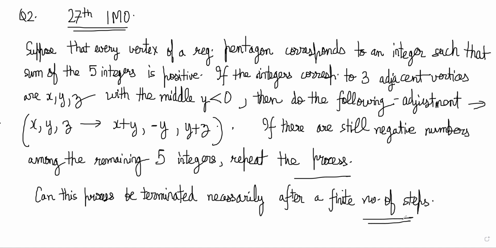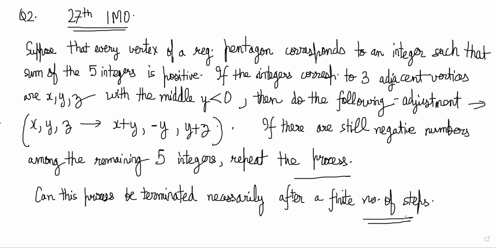So what is the question saying? So there is a regular pentagon. For each vertex of the pentagon, you are assigning an integer. Some integers have been assigned, and if you take any 3 vertices of the pentagon x, y, and z, and if the middle vertex has an integer y which is less than 0, you can do a transformation where you change x, y, and z to x plus y, minus y, and y plus z, right? So that is my basic transformation. It converts that middle vertex to positive, right?